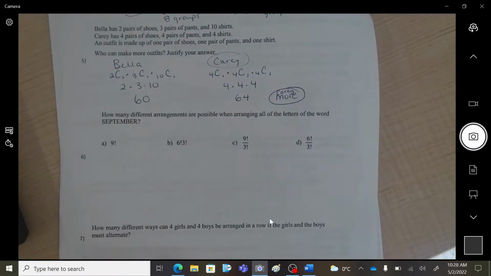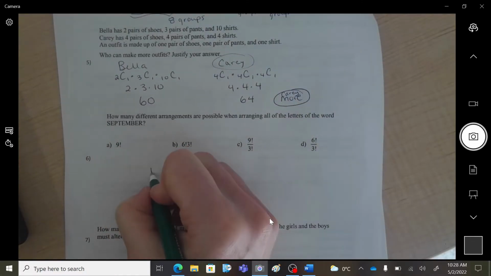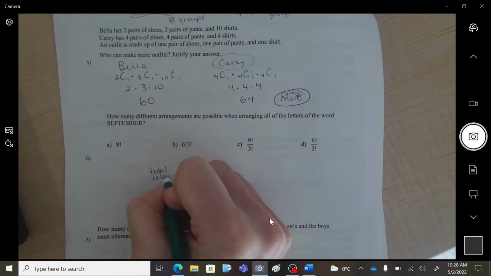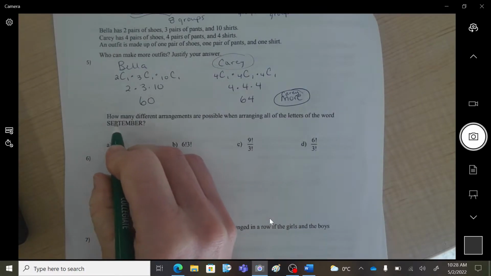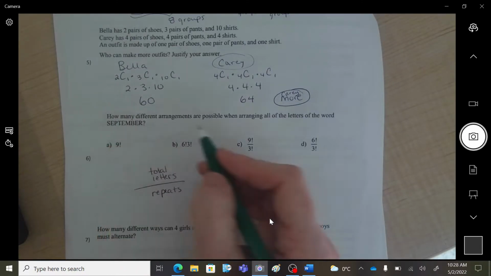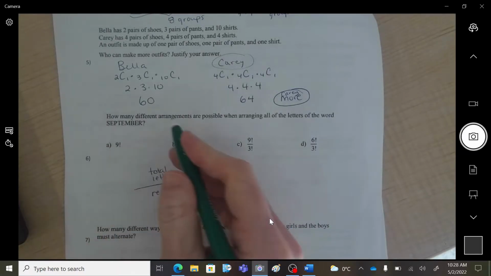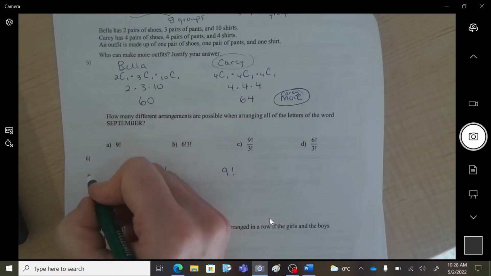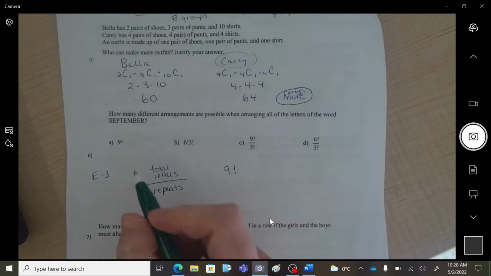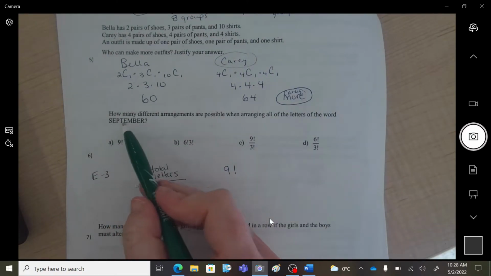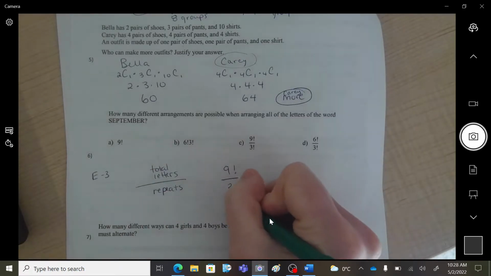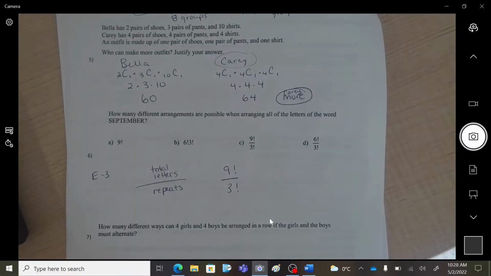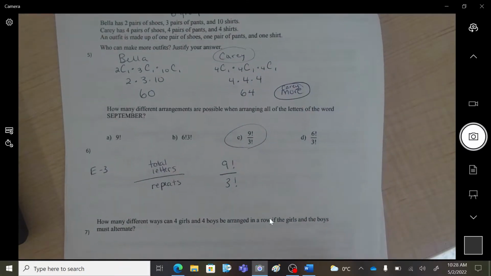How many different arrangements are possible in September? So total letters divided by repeats. So 1, 2, 3, 4. 9 letters. And what do we have here? We have 1, 2, 3 E's. No S repeat. P, T. I think that's it. So we divide by them, and that is option C.